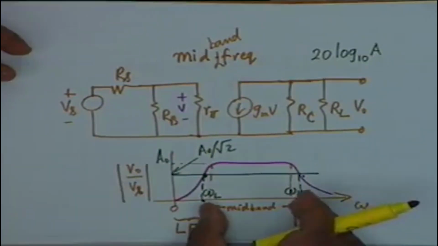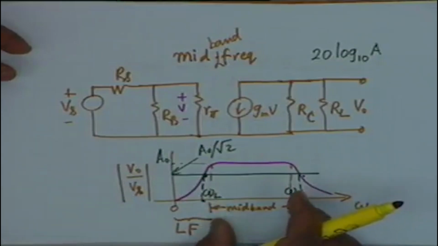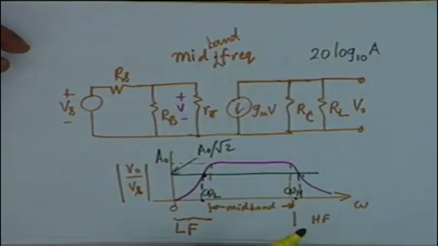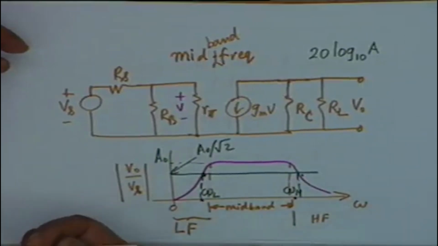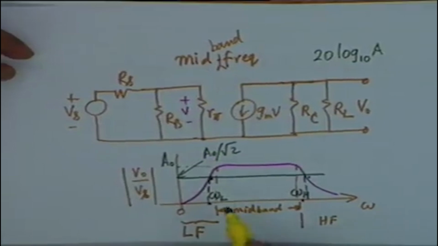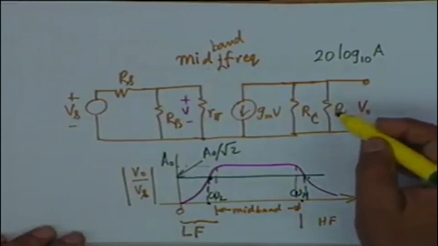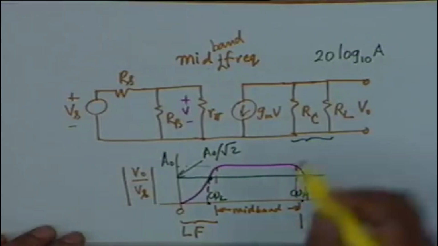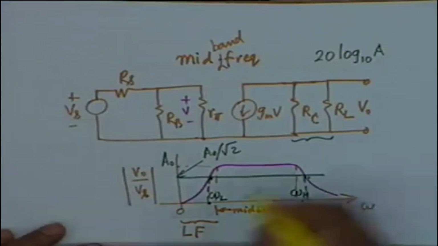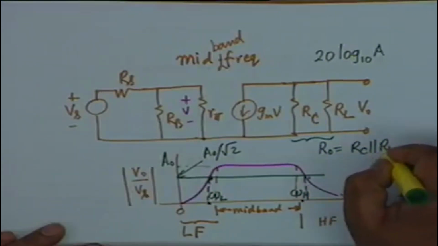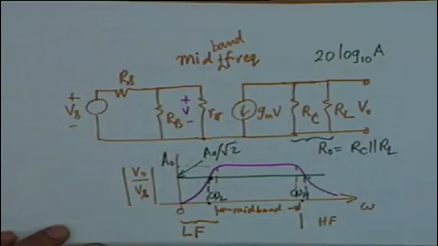Mid-band frequency range by definition is one in which the effect of all capacitances can be ignored. The coupling and bypass capacitances are shorts, and the internal capacitances C pi and C mu are open. Alright, if that is the case, then this becomes the equivalent circuit, and we simplify the equivalent circuit by noting that RC and RL are in parallel, and we can replace this by R0. Let us call this R0 as equal to RC parallel RL.